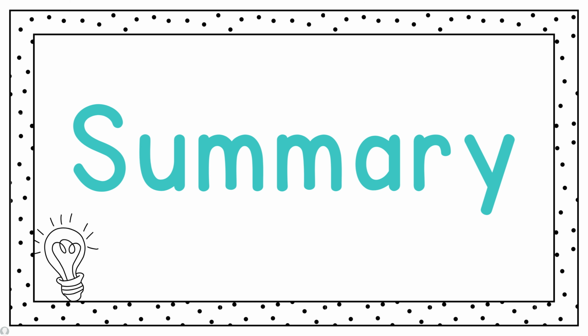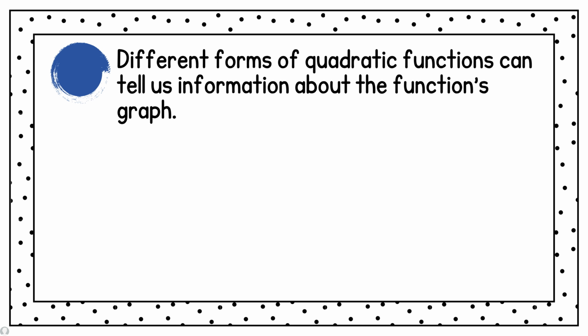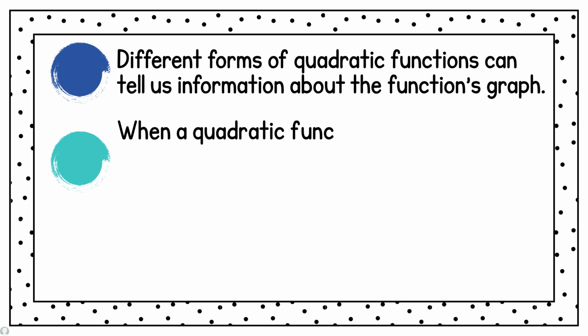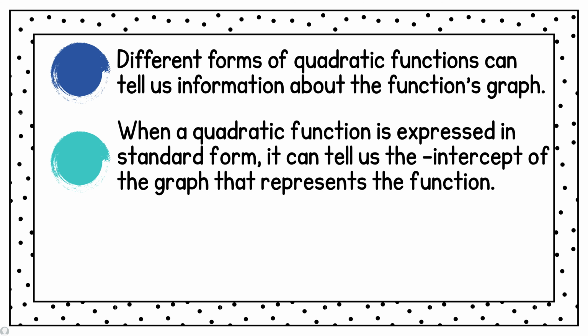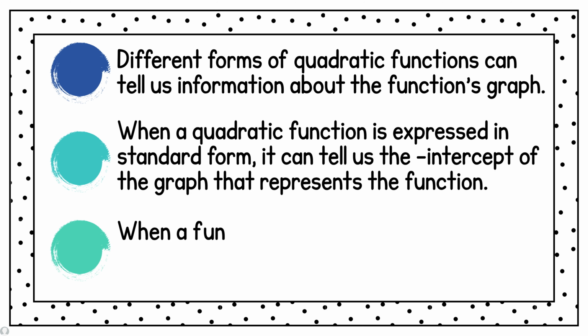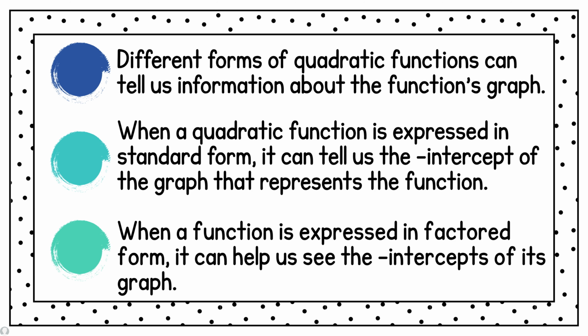Let's summarize what we've learned. Different forms of quadratic functions can tell us information about the function's graph. When a quadratic function is expressed in standard form, it can tell us the y-intercept of the graph that represents the function. And when a function is expressed in factored form, it can help us see the x-intercepts of its graph.